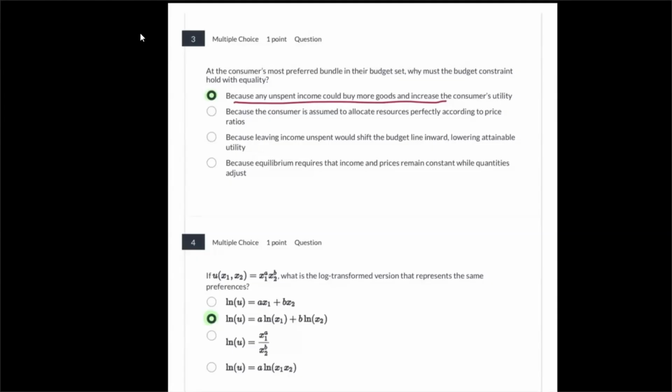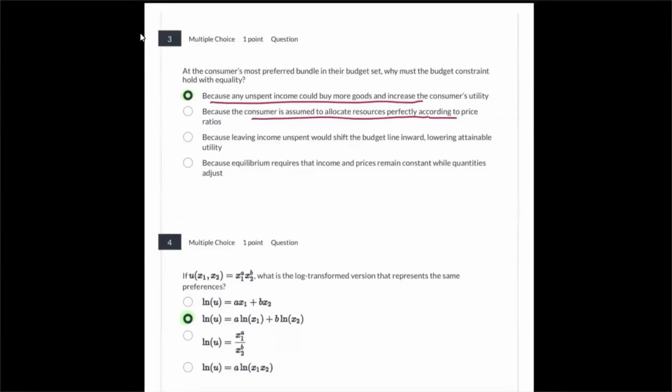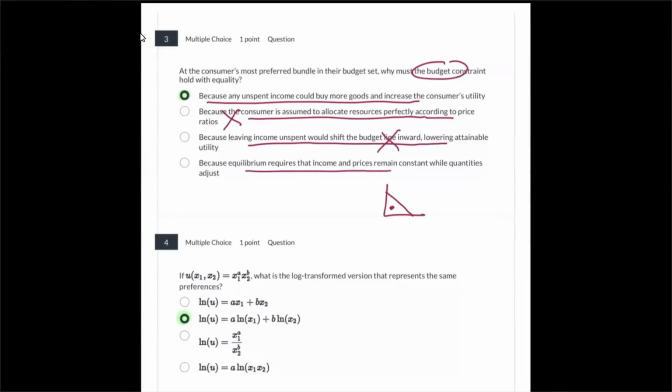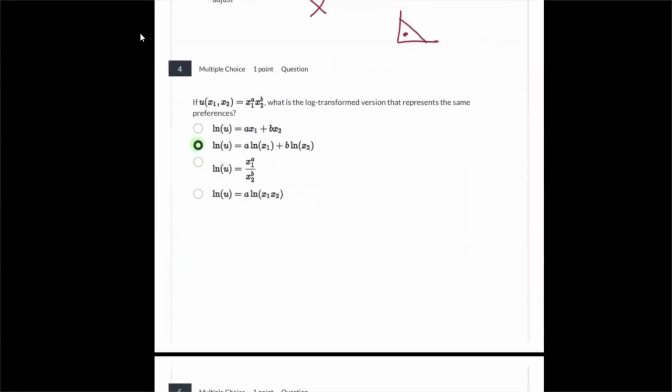It's not this one, because the consumer is assumed to allocate resources perfectly according to price ratios. That doesn't actually answer the question about why the budget constraint must hold with equality. Leaving income unspent would shift the budget line inward. It doesn't shift the budget line inward. That would just be modeled as we're buying a bundle that's within our budget set and not on the budget line. And then, equilibrium requires that income and prices remain constant while quantities adjust, that is just nonsense. It's not that one.